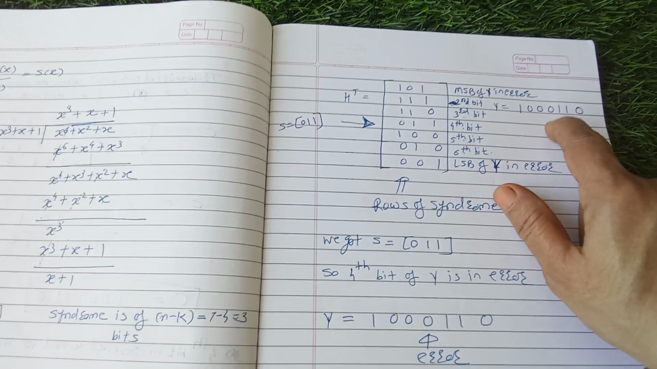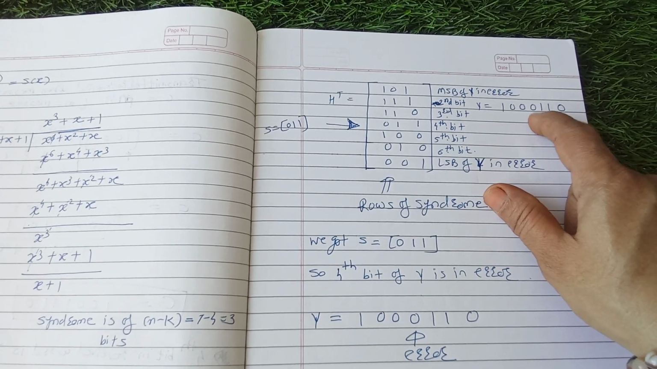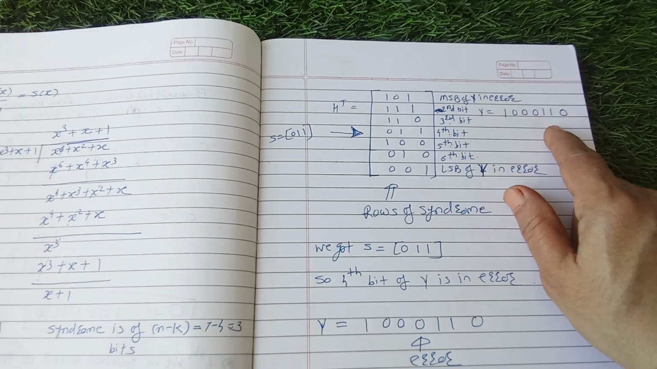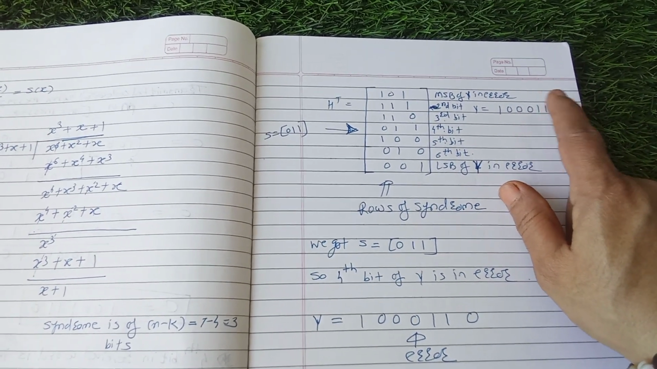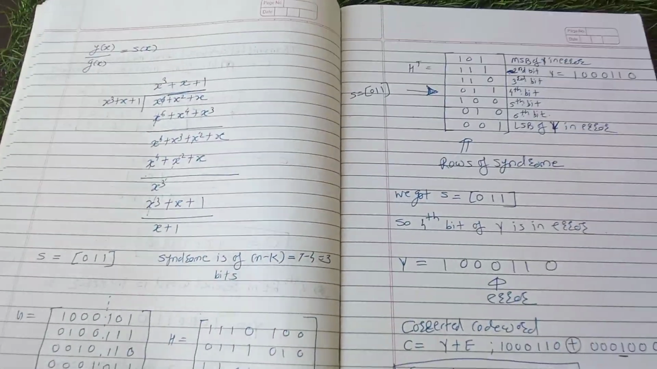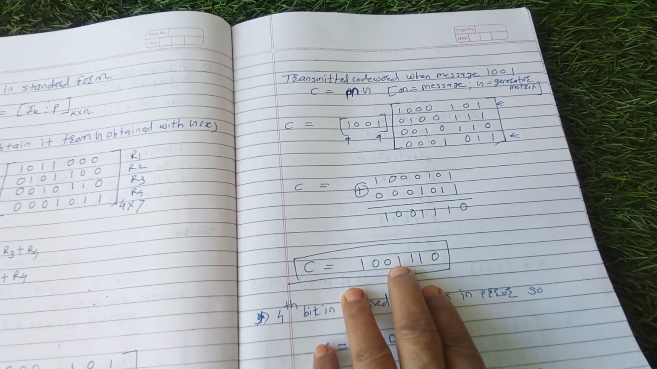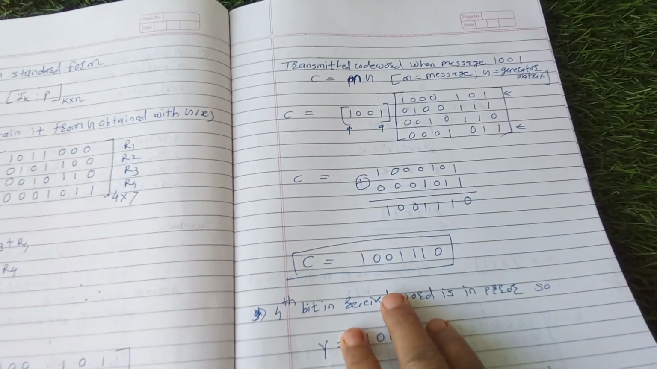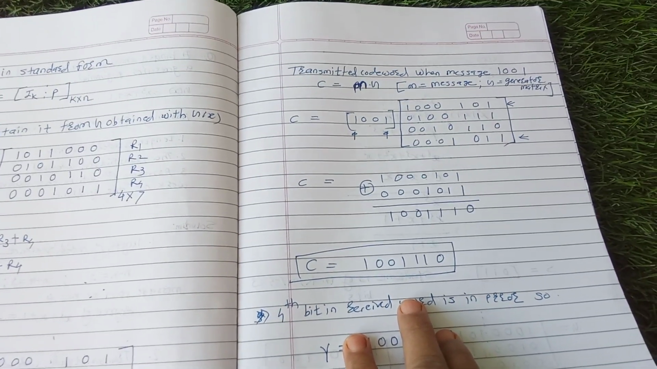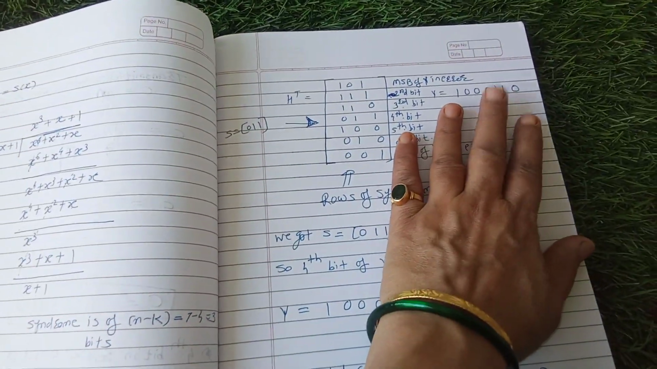So we identified with H transpose that this is in error, and we know that this is in error because we have introduced the error in this. How did we introduce the error? We changed the 0 to 1, sorry, 1 to 0. Your correct code word is this one. We have changed 1 to 0. And in binary, what is the error? Change of 1 to 0 and 0 to 1 is the error. So you detected the error.